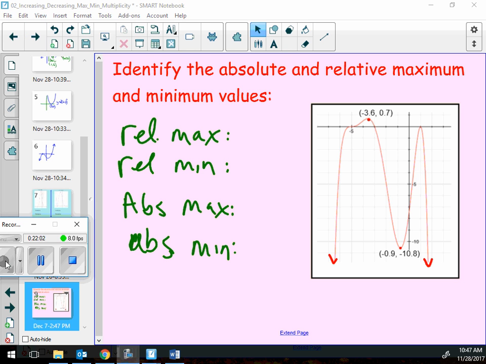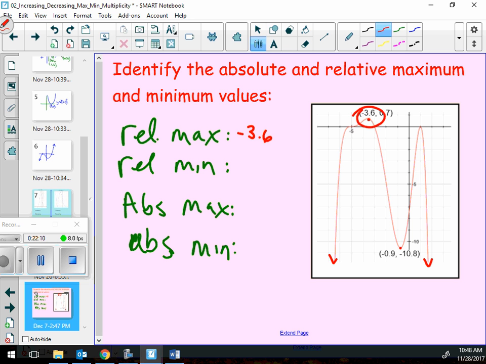So here we go. The relative max. Is this relatively a high spot? Yeah. So that's one of the relative maxes, negative 3.6, comma 0.7. If it's the absolute max, it's also here. And it is. It's both. Now, are there other absolute maxes?